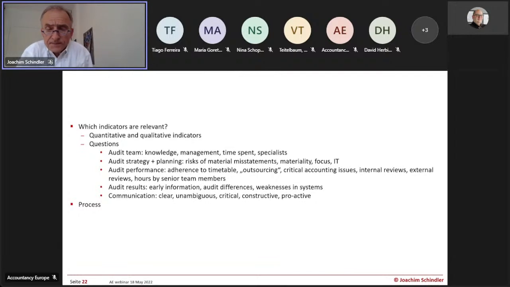Regarding the audit performance, I look at adherence to the agreed timetable, any outsourcing to internal departments within the firm, involvement of a national office, for example, but other parts as well. Then the question: was the dealing with the critical accounting areas appropriate, both from the company's and the audit committee's point of view? Were internal quality reviews done? Were there any different views between management and auditors? What about results of external oversight bodies, but also the hours performed by senior members of the audit team?